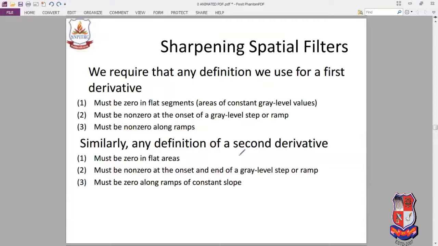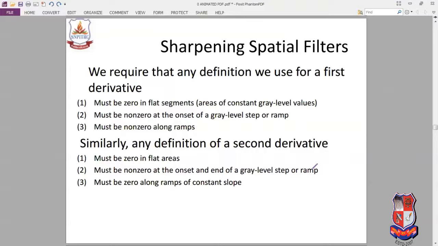Similarly, the second derivative must be zero in flat areas. Why? Because since the first order derivative is zero, the second order derivative is also going to be zero. It must be non-zero at the onset and the end of the gray level step or the ramp. Whenever the gray level step begins, the second order derivative must be non-zero, and similarly at the end the second order derivative must be non-zero.